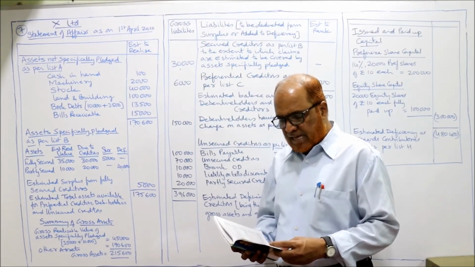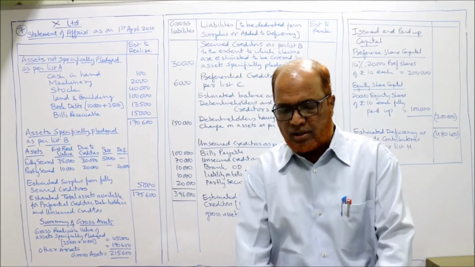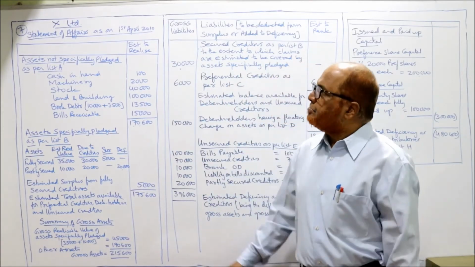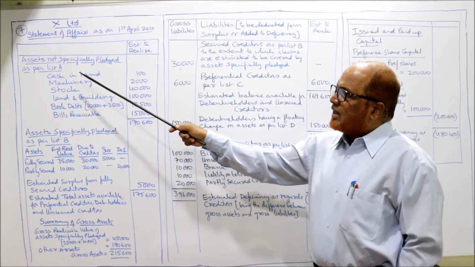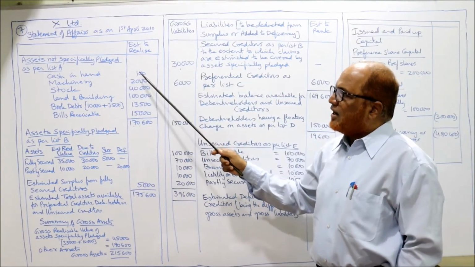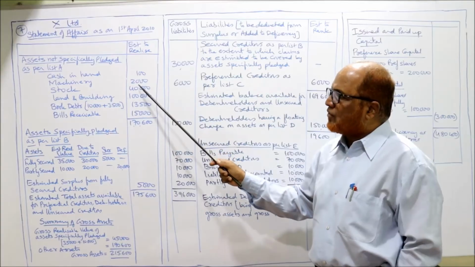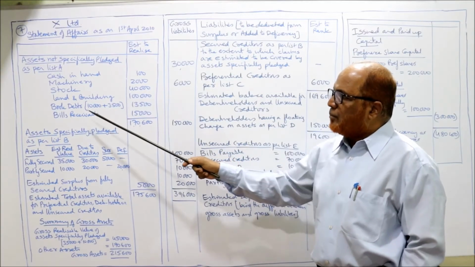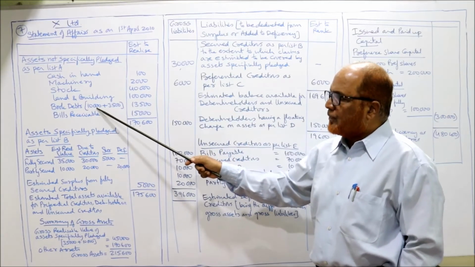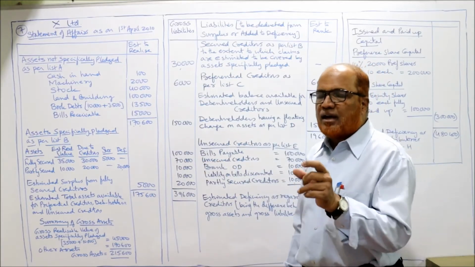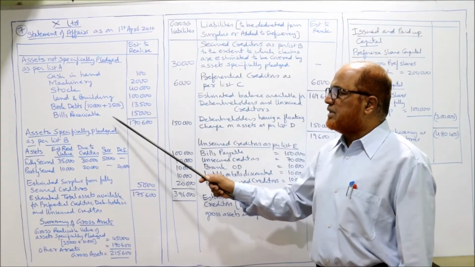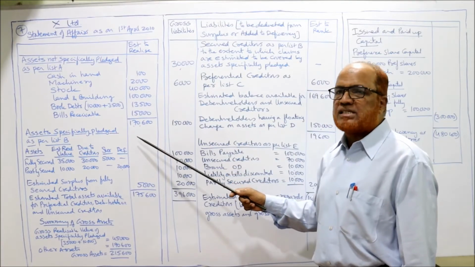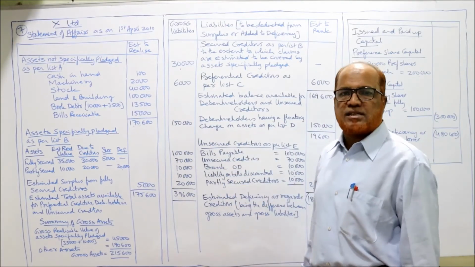Prepare a statement of affairs as regards creditors and contributories. That's it. X Limited statement of affairs. Assets not specifically pledged as per list A. Cash in hand 100, machinery 2,000, stock 40,000, land and building 1 lakh. Book debts 10,000 good and 3,500 are doubtful but expected to be received, 13,500. Bills receivable. So total of list A is 1,70,600.